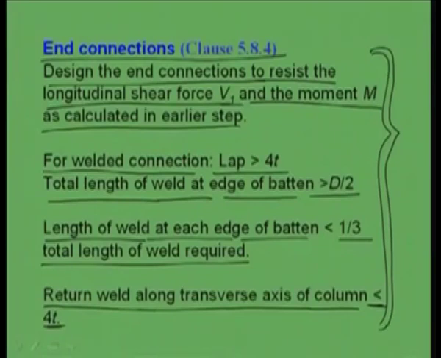That means, how do we design the weld connection? First we have to see what forces are coming, then we calculate the length of weld and the thickness of the weld required, then we distribute the weld in such a way that these codal provisions are maintained, right. So, in this way we can design. Now, I will give the details in the diagram, so that we can understand what the lap is and what other things the code is telling.